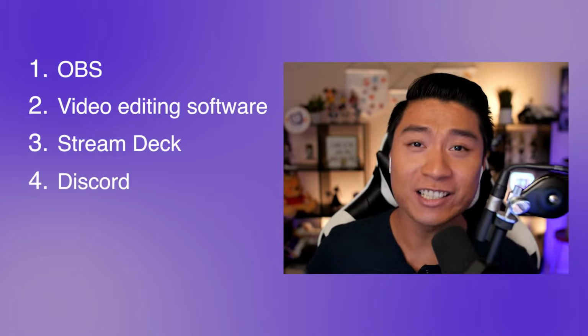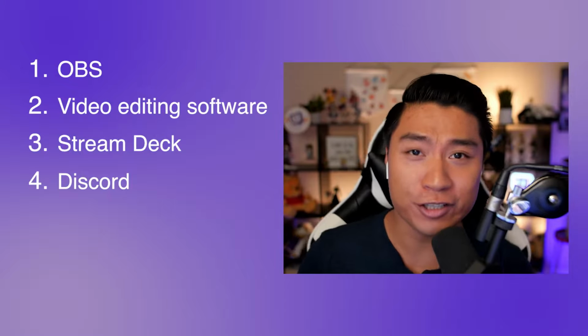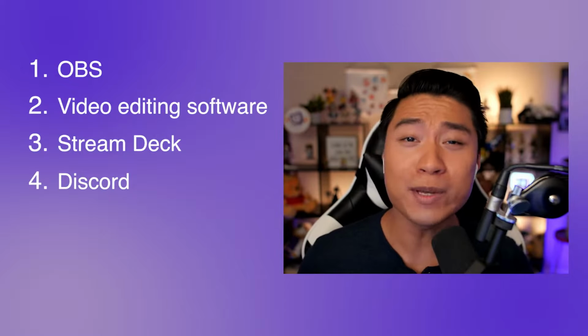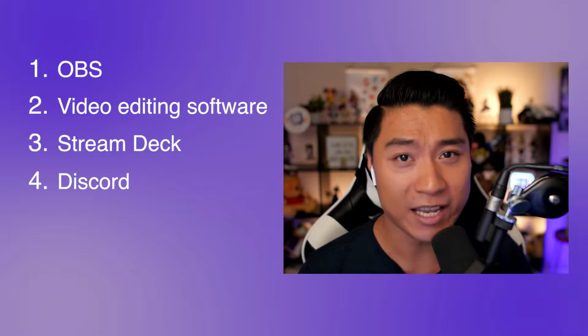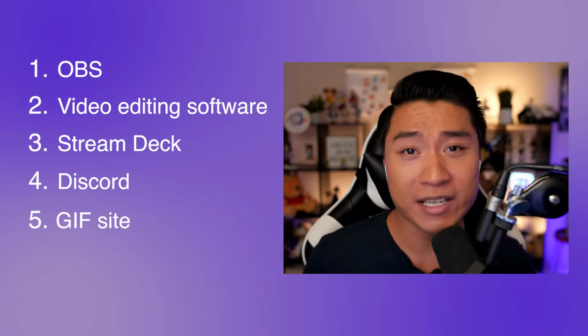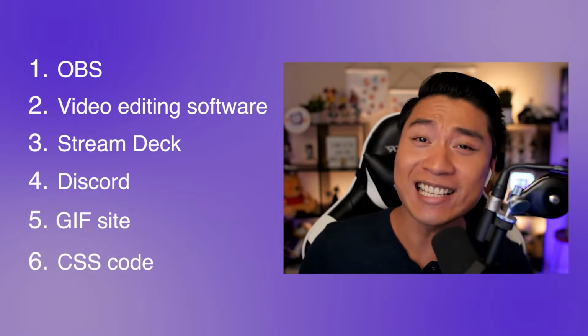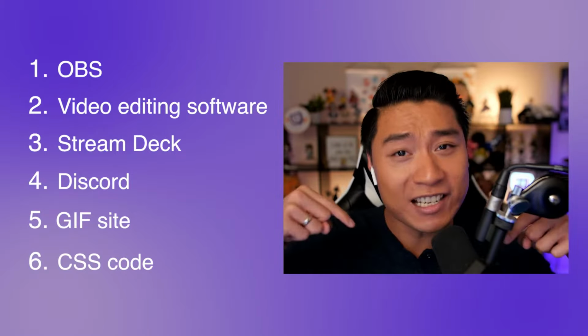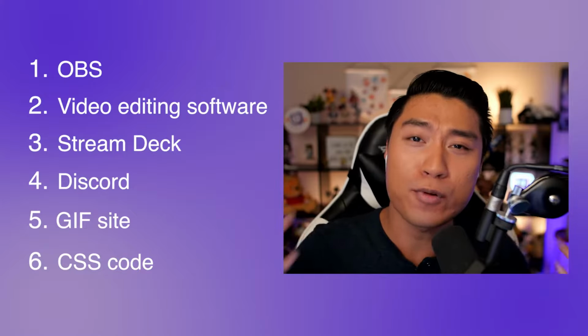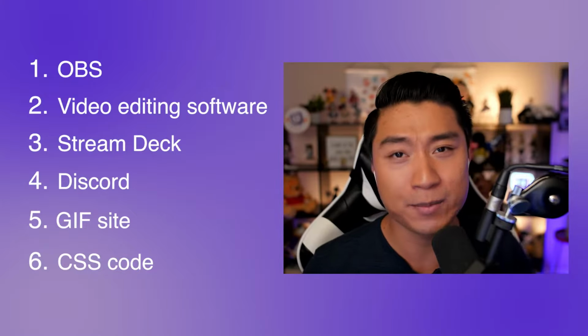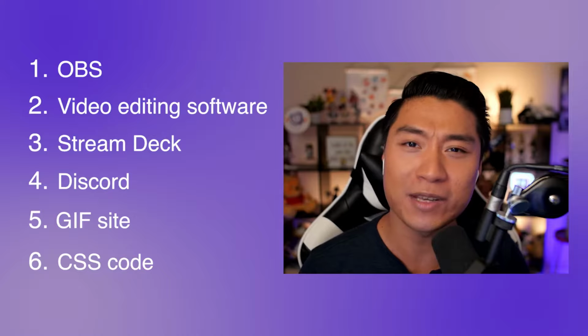Next, you'll need a Discord and a private Discord server with a voice channel. We'll also be making use of the Discord Stream Kit. You'll also need to find a GIF website to make GIFs, such as ezgif.com. And finally, we'll be using a CSS code that I will be posting in the description down below for our browser source in OBS or Streamlabs OBS. So just go ahead and copy that when we get to that point. All right, now that we have everything we need, let's go ahead and get started with the first step.